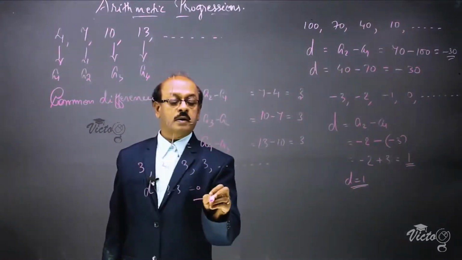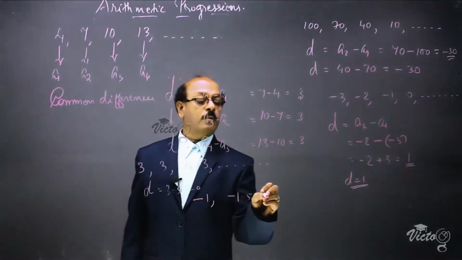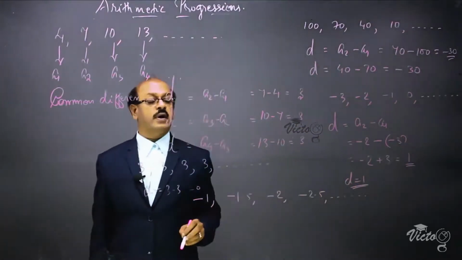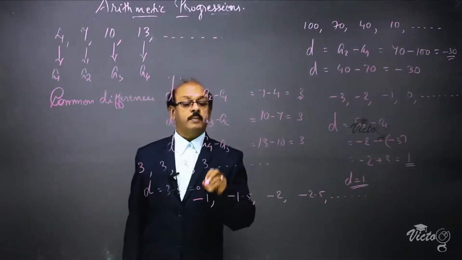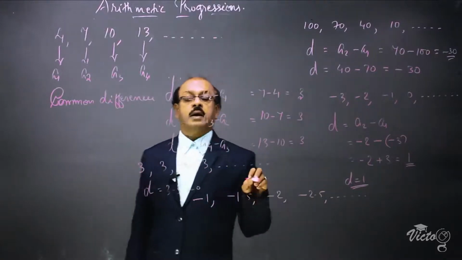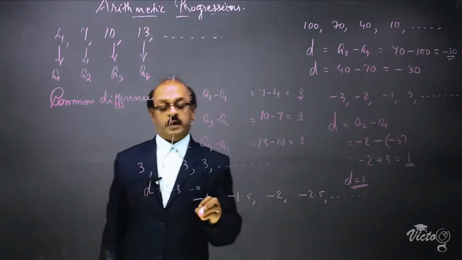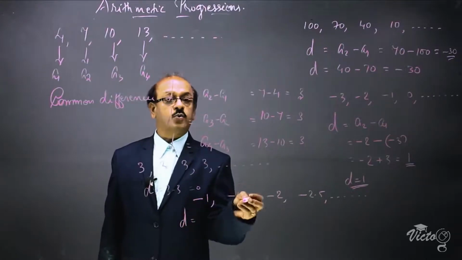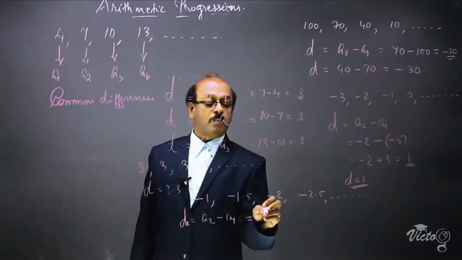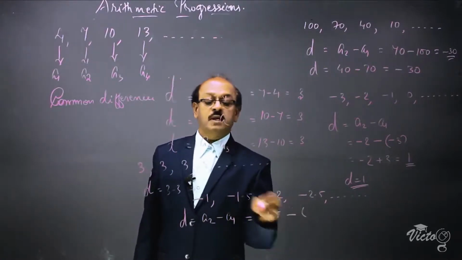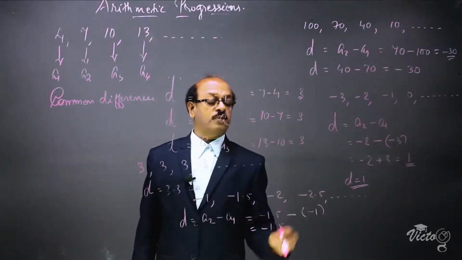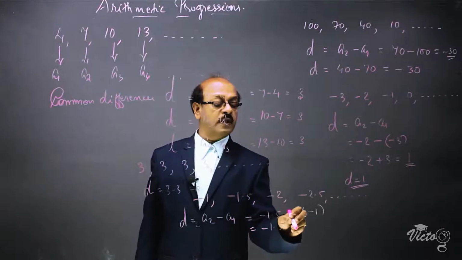Minus 1, minus 1.5, minus 2, minus 2.5, etc. Here the given arithmetic sequence is minus 1, minus 1.5, minus 2, minus 2.5, etc. Here also we have to find out the common difference D. D is equal to A2 minus A1. That is minus 1.5 minus the first term A1, which here is minus 1, and minus of minus is plus 1.